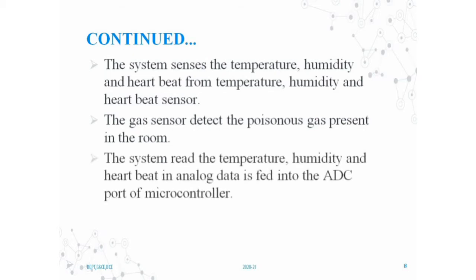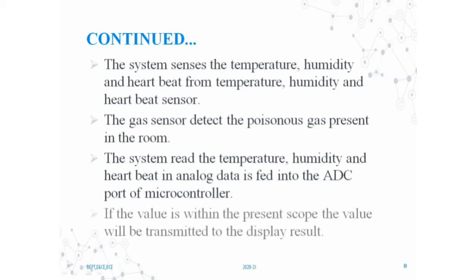The system reads the temperature, humidity and heartbeat as analog data, which is fed into the analog to digital converter port of the microcontroller. These analog to digital converted values will be compared with reference values. If the value is within the preset scope, the value will be transmitted to the display result, and the sensor data will be automatically sent to the LCD.